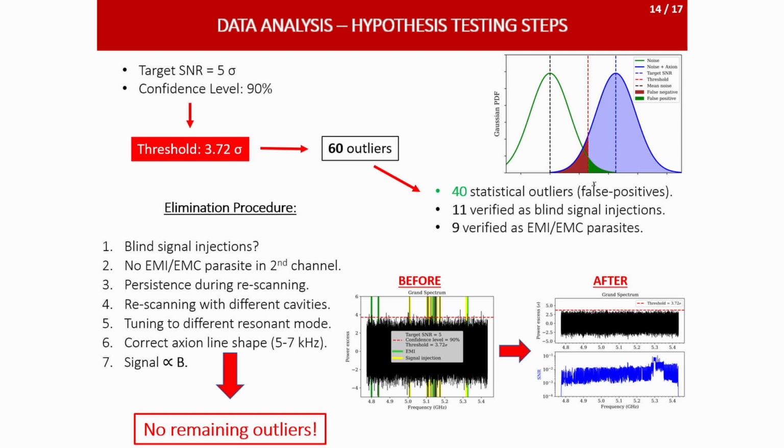So we scanned the grand spectrum and we saw 60 outliers. But of course, we had to follow our predefined elimination procedure. Basically, we had 11 of them verified as blind signal injections. Then 9 of them were verified, with the previous thing that I mentioned before, as parasites from the room. And then we had to rescan these false positive outliers, which actually disappeared after following these steps. So the grand spectrum after this procedure unfortunately didn't show any line above the threshold.